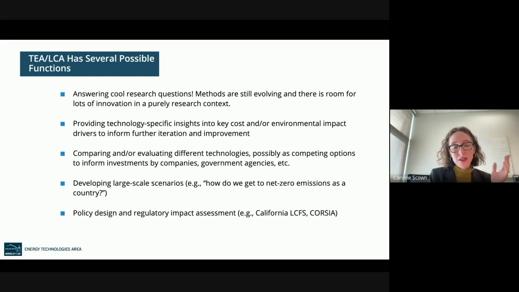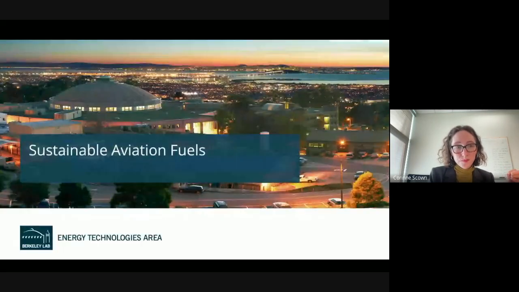And then finally, policy design and regulatory impact assessment. Life cycle assessment gets used directly in some regulatory policies. So the California Low Carbon Fuel Standard, there are other states that also have low carbon fuel standards. CORSIA, that's used for sustainable aviation fuel. So they are directly using life cycle assessment to assign carbon intensity scores and then tie those directly to basically monetary incentives.